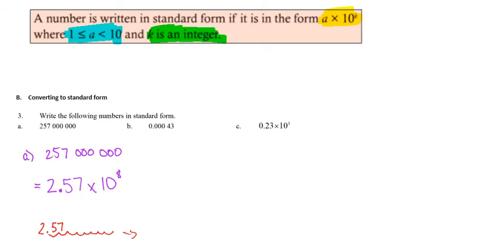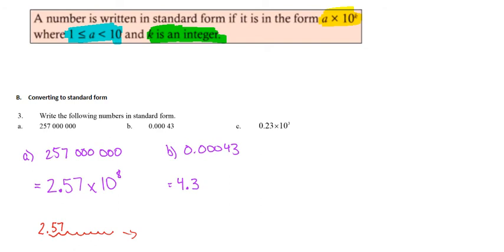The process for a really small number, an original value less than 1, is very similar. So for example, B, starting with 0.00043. I'm going to go through a very similar process. I'm going to find my first significant figure, my first non-zero digit, and that is the 4. So I'm going to start with the 4, and the decimal is going to be placed after the 4.